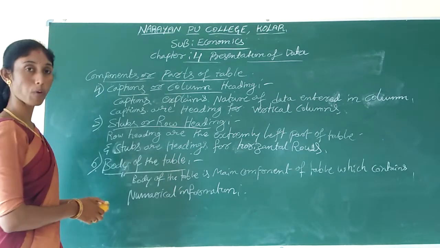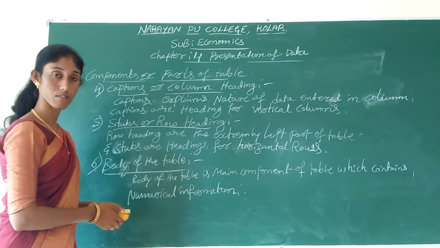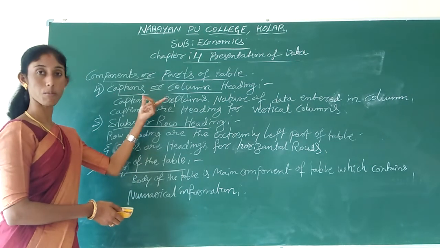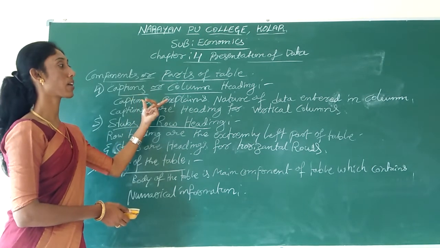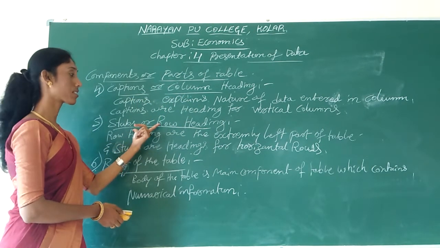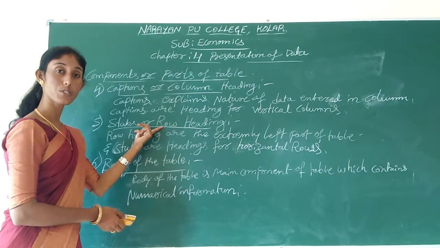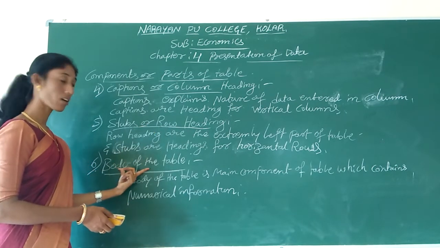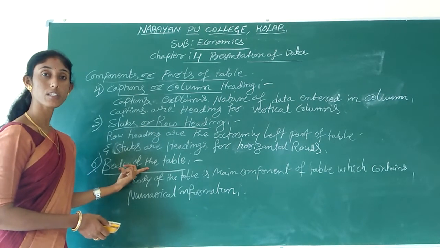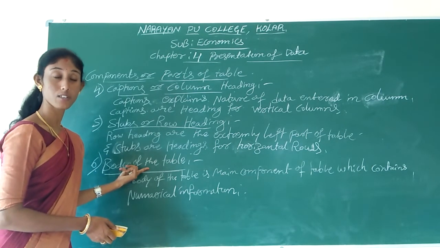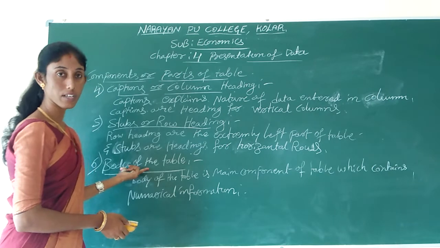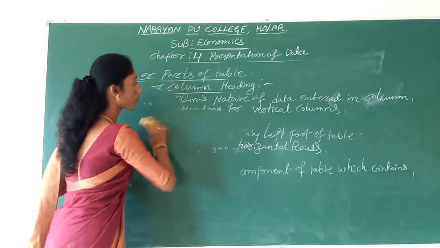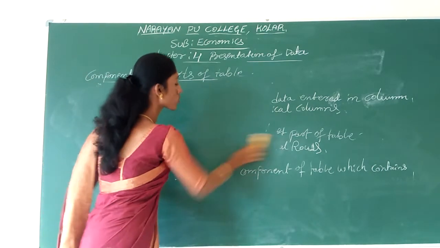Next, the remaining two parts we need to discuss, that is the source note and footnote. Understood, right? The column headings explain the nature of the entire column, and the stubs explain the features of the entire row, and the body of the table represents the numerical information, and it's the most important part of a table. Got it? And next we are going to the seventh main component or part of a table, that is the source note.